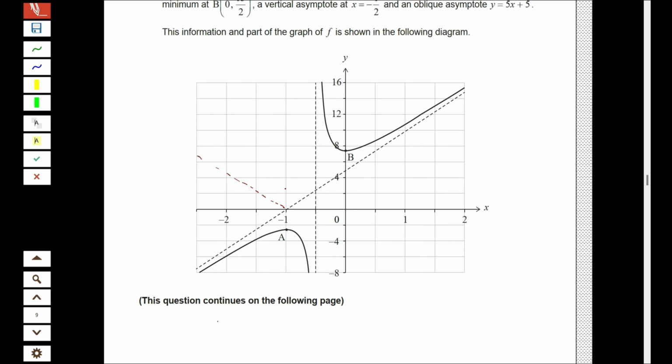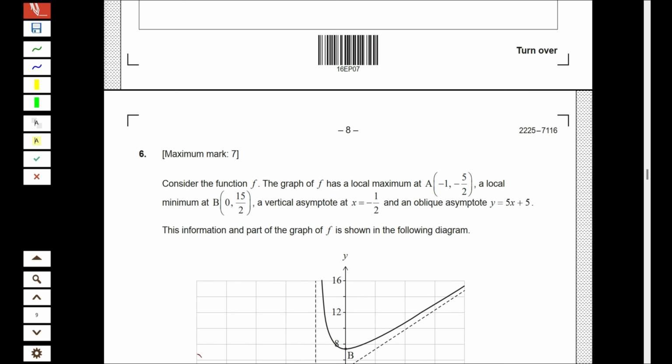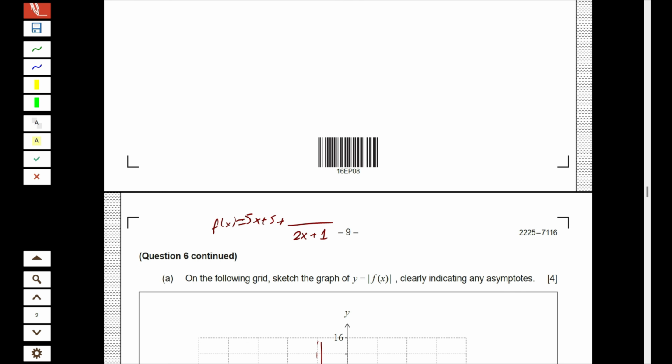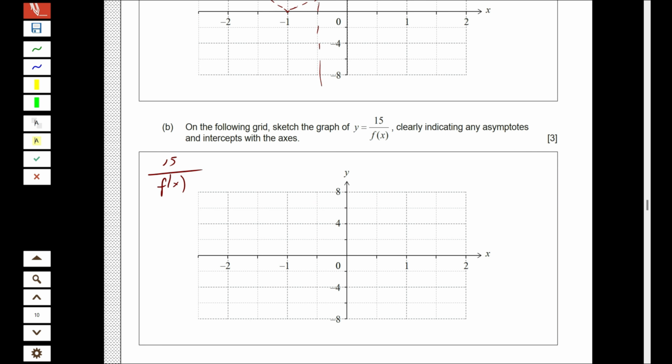And the oblique asymptote means there's an expression 5x plus 5 out of this fraction. What else? We know that, and yes, something like this. So when we write the denominator, and also let's take it in here, you will see that this 2x plus 1 will be the numerator. In this case, x equals minus 1 over 2 will be the x-intercept for this function, right? So the x-intercept will be here.